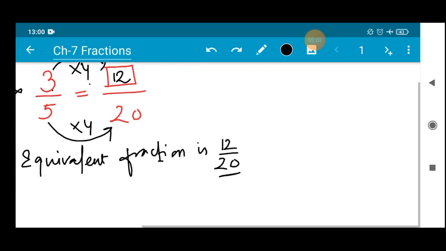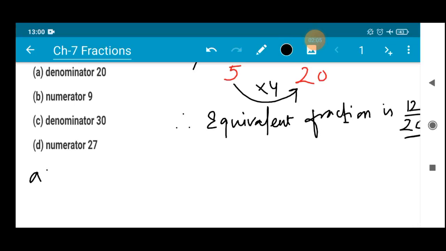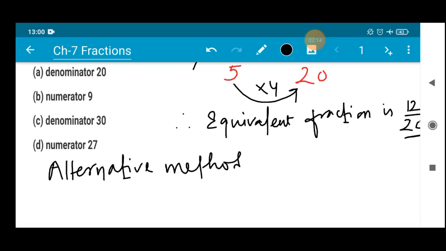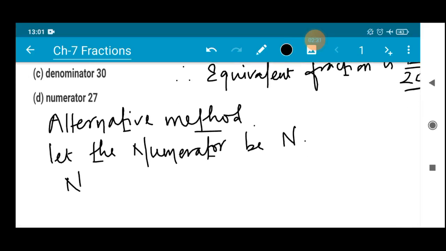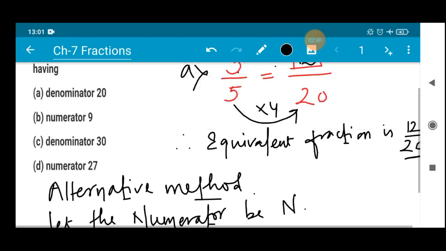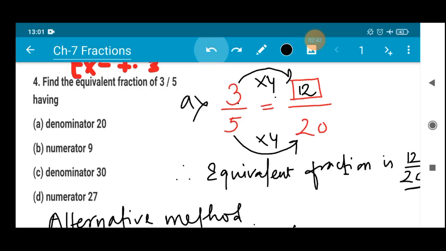Now I will show you another method to solve question number A, an alternative method. In the denominator you have 20, and we have to find the numerator. So let the numerator be n. Can I write the fraction which we are going to find as n by 20? Now from which fraction do we have to make n by 20? From 3 by 5, which is given in the question. We have to find the equivalent fraction of this 3 by 5.